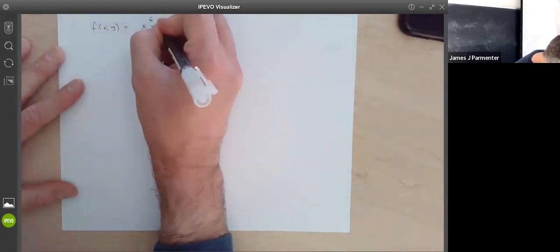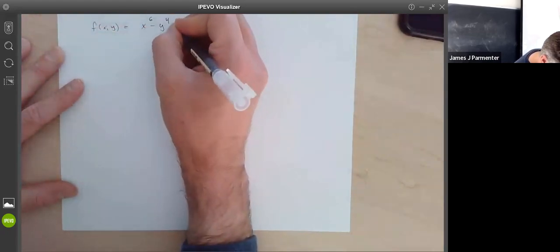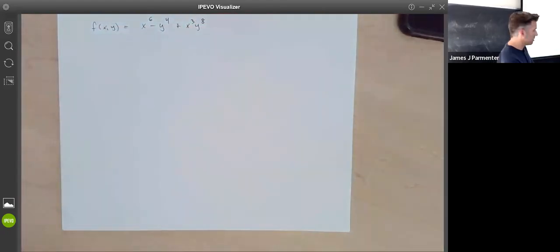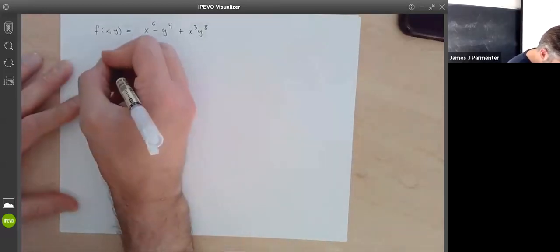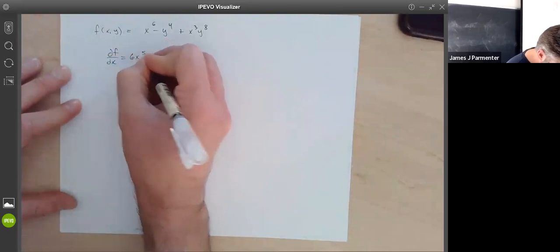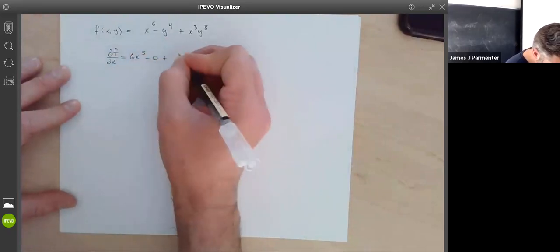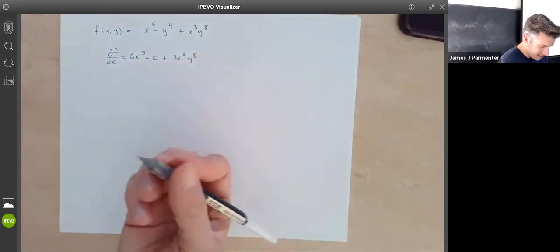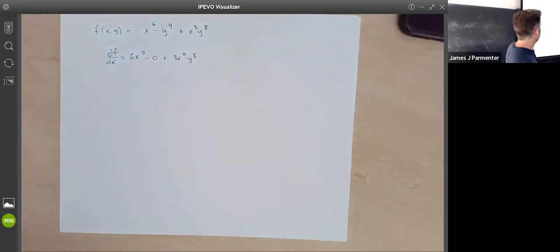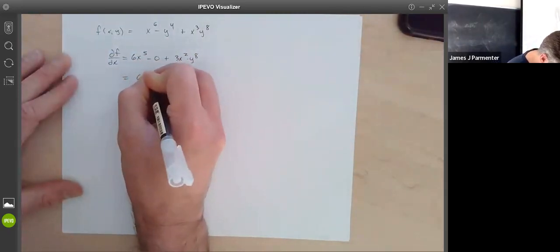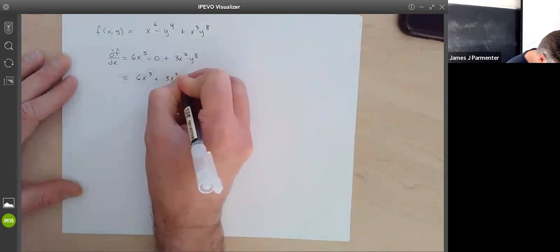So we'll start with this function, which is x to the 6 minus y to the 4th plus x cubed y to the 8th. And let's just look at some of the partials. So del f del x is going to be 6x to the 5th minus 0 plus 3x squared times y to the 8th. I probably wouldn't actually write the 0. I'm writing the 0 to emphasize that the derivative of y to the 4th there is 0. But in practice, you're going to write 6x to the 5th plus 3x squared y to the 8th.